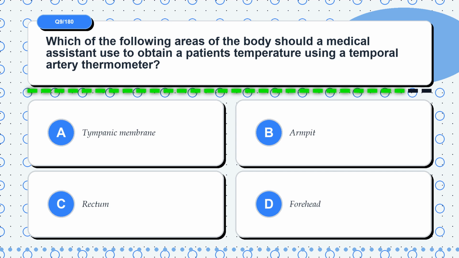Question 9. Which of the following areas of the body should a medical assistant use to obtain a patient's temperature using a temporal artery thermometer? Here are the options. Option A, tympanic membrane. Option B, armpit. Option C, rectum. Option D, forehead.